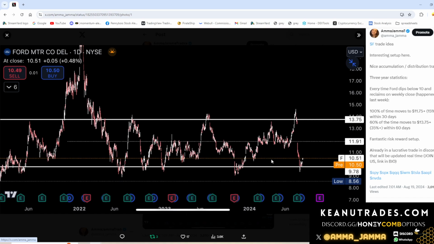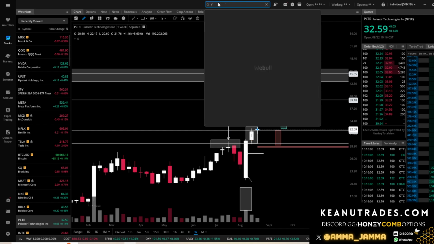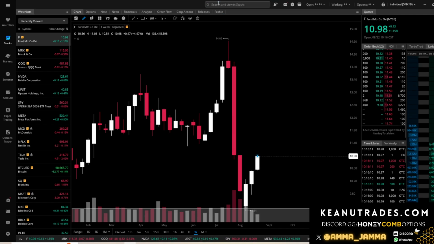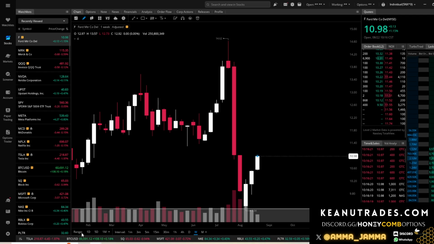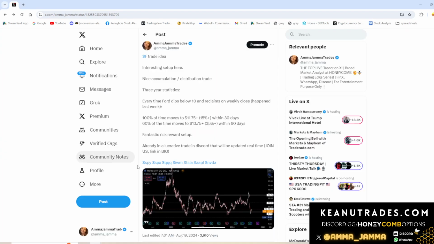How many of you are already out of this trade? What's Ford at now? Let's look, because I give you the trade. How many of you have sold it all at 10.98? Sold it all, didn't even trim, when if we go back and look, 100% of the time it hits 11.75.